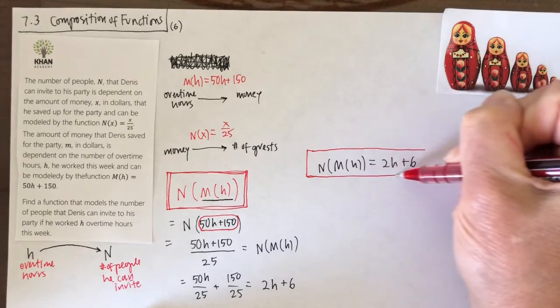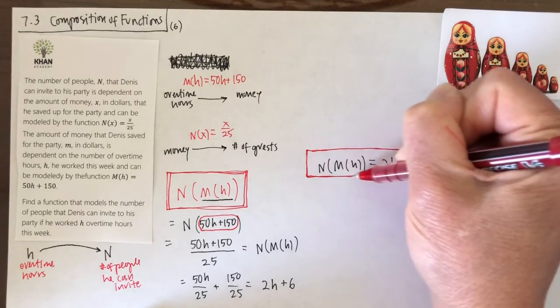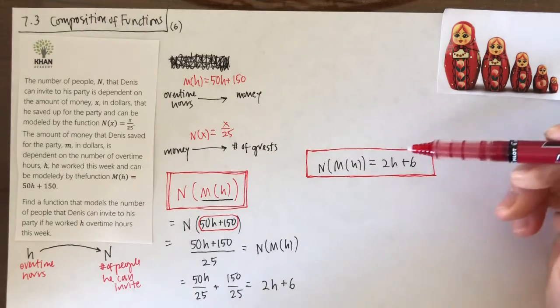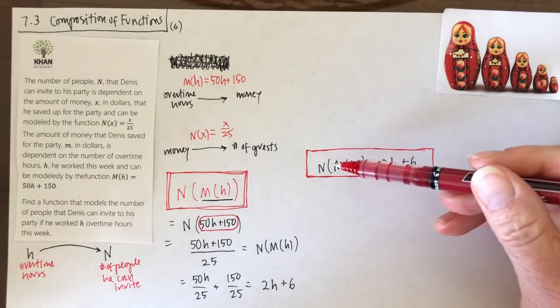If he worked 0 overtime hours, he can invite 6 people to his party. He must have some already saved. But then for every 1 hour of overtime, he gets to invite 2 more people to his party.